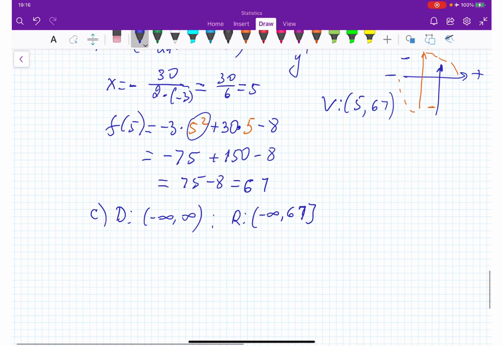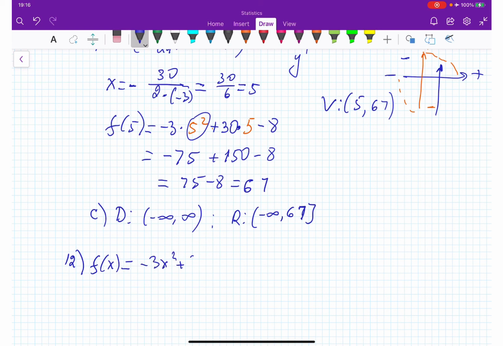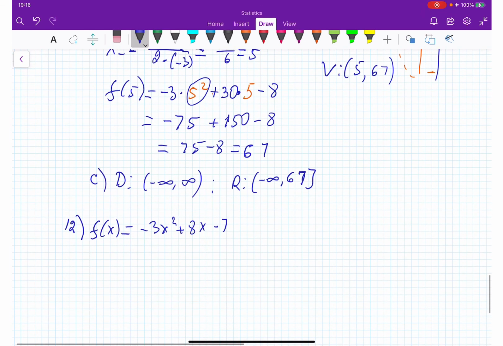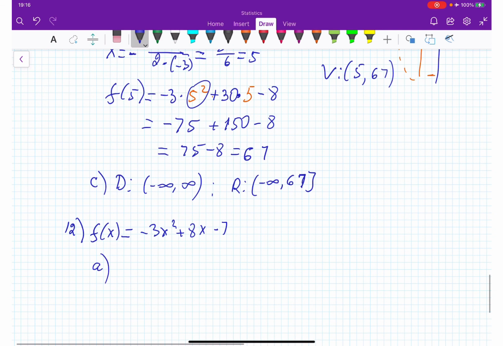Okay, one more with negative sign. Question number 12. f of x is equal to negative 3x squared plus 8x minus 7. Okay, it's very similar. So a is equal to negative 3. Since it's negative, then we are going to have what? Maximum, right? We have max. So let's find out the vertex.